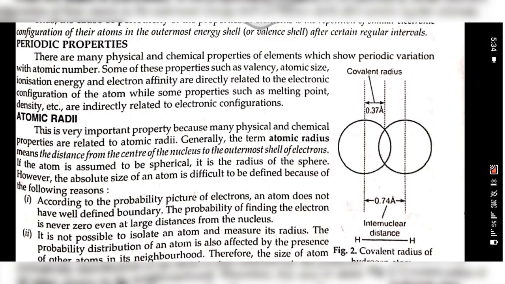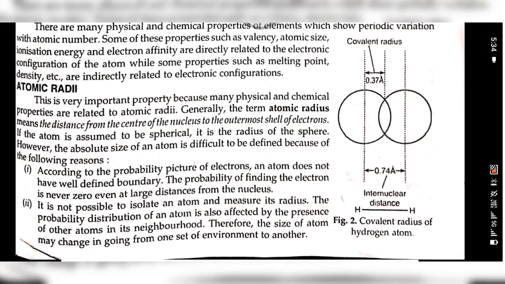Atomic radii. This is a very important property because many physical and chemical properties are related to atomic radii. Generally, the term atomic radius means the distance from the center of the nucleus to the outermost shell of the electron. If the atom is assumed to be spherical, it is the radius of the sphere. However, the absolute size of an atom is difficult to define because of the following reasons.